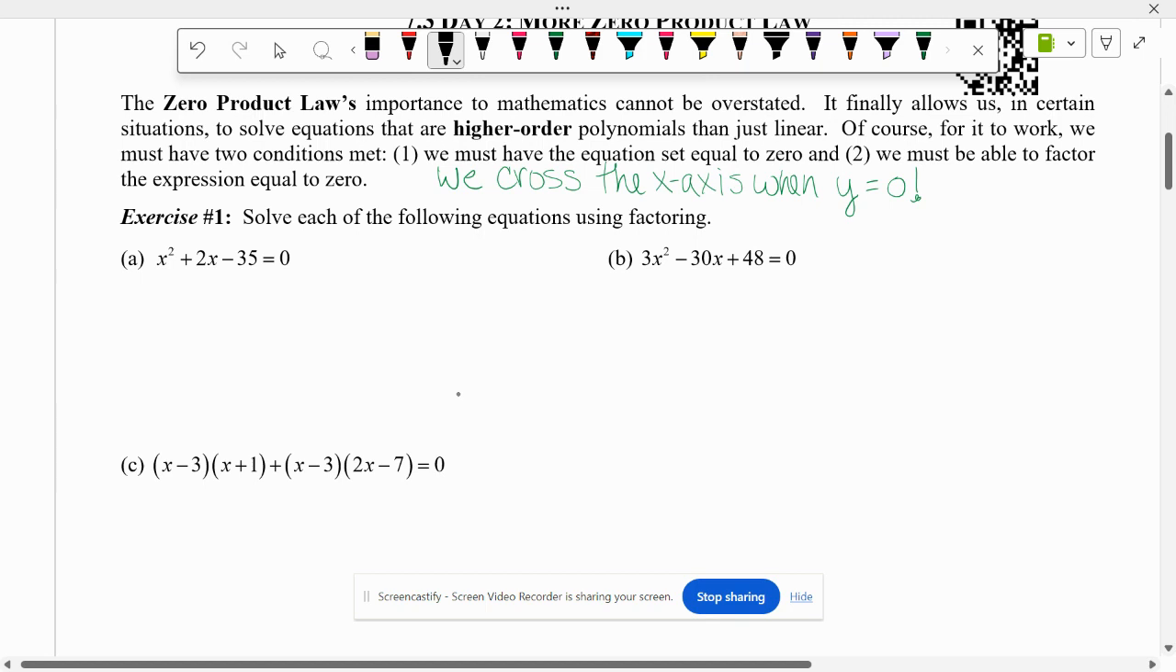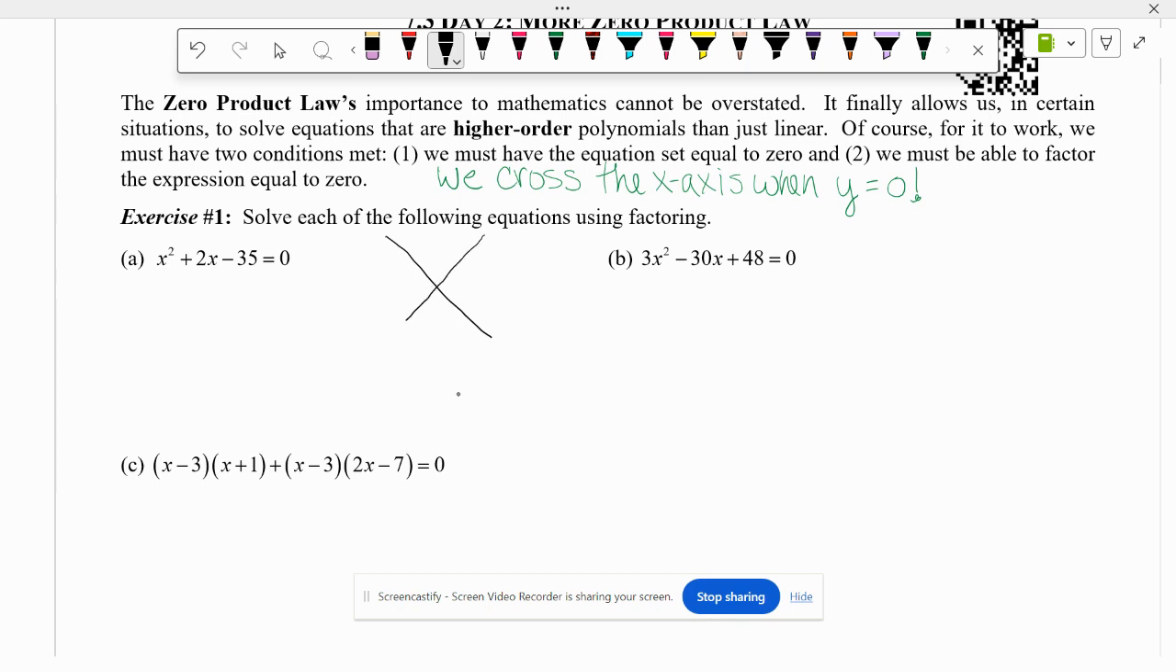So example number 1 is a quadratic function. A equals 1. So I'm looking for two numbers that multiply together to negative 35 that add to positive 2. Well, those are 7 and negative 5. Remember, when a equals 1, the factors you use are the factors you choose. So my factors are x plus 7 times x minus 5 equals 0.